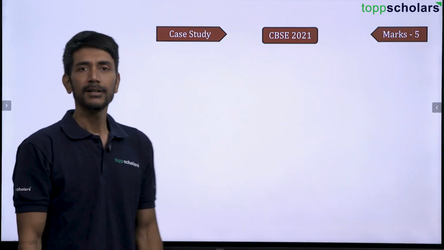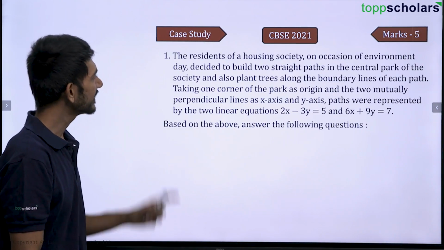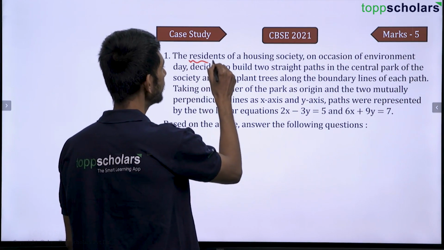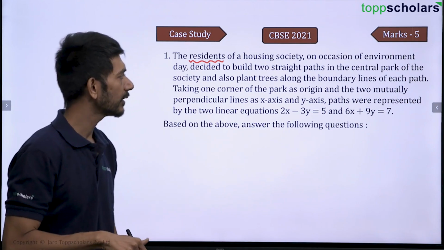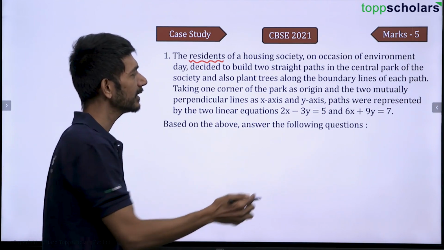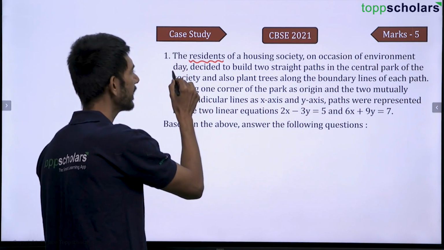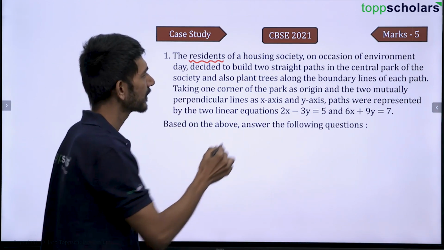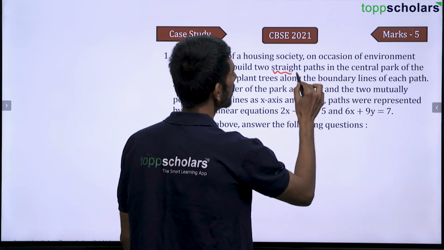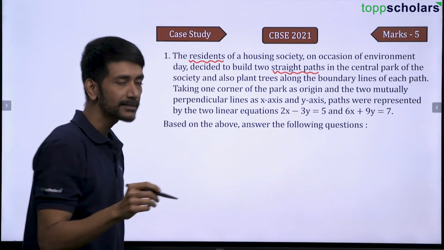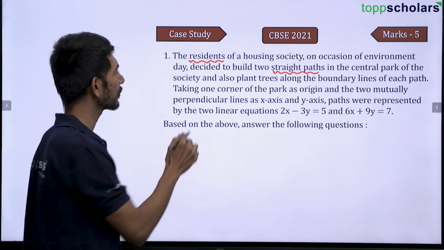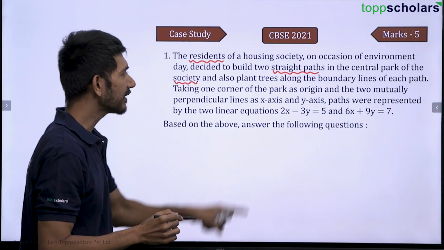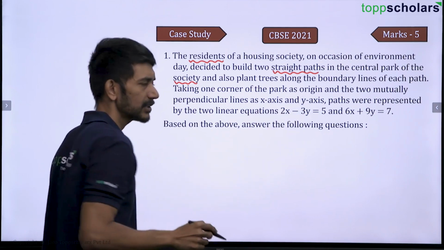Easy. So let's have a look at a new question now. It says the residents of a house society. Residents as in the people staying in the society of a house, in a housing society basically, on an occasion of Environment Day, decided to build two straight paths. They decided to build what? Two straight paths in the central park of the society, right? And also plant trees along the boundary lines of each path.